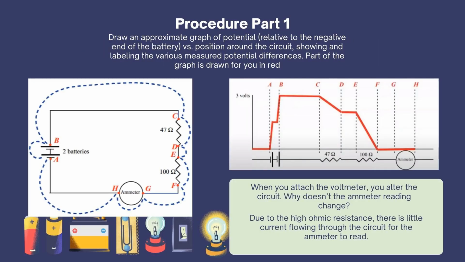The graph displayed on this slide illustrates the flow of current through our circuit by segments A through H. This graph makes sense, as from A to B, the voltage increases to 3 to sum both 1.5 volt batteries. Segments C through D and E through F decrease in voltage, as those regions contain resistors that diminish the current. And all segments in which there is only wire experience no change, as shown by the plateau regions on the graph. We are also asked why the ammeter reading did not change during this experiment. Well, this is because due to high ohmic resistance, there is little current flowing through the circuit for the ammeter to read.